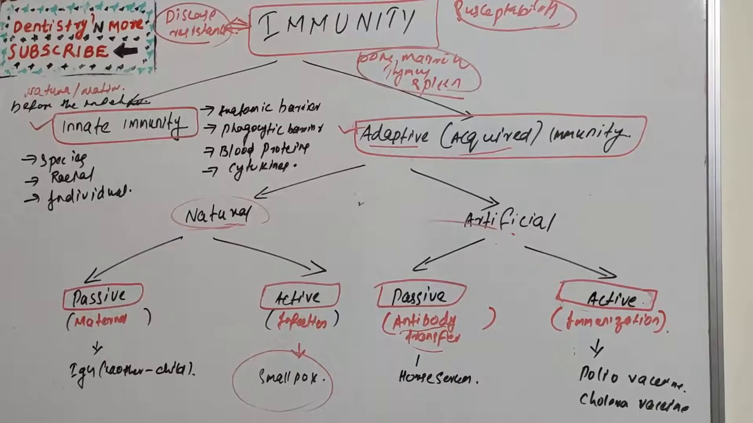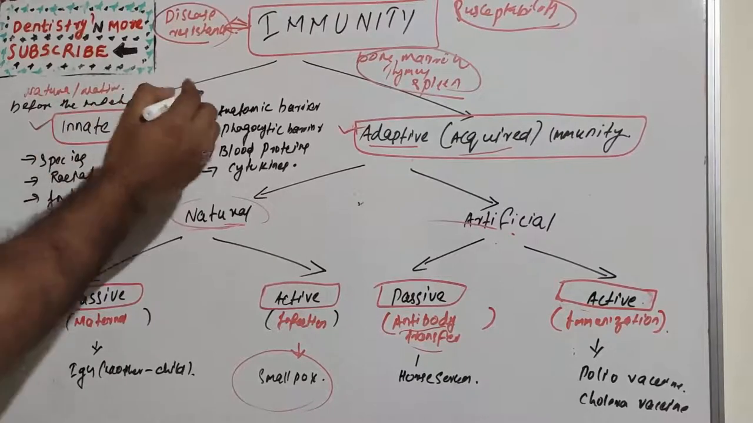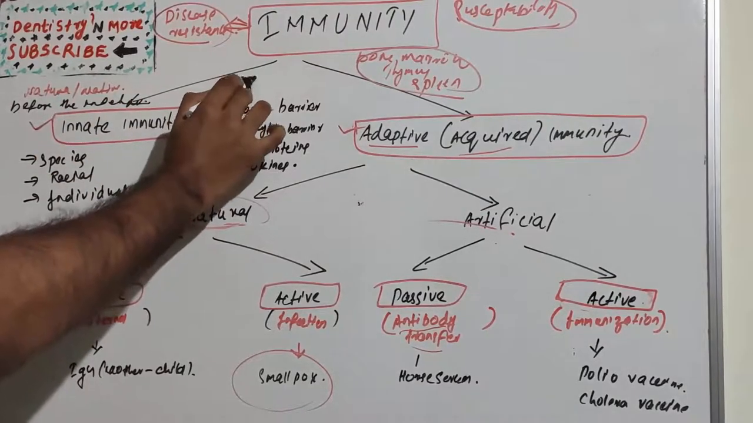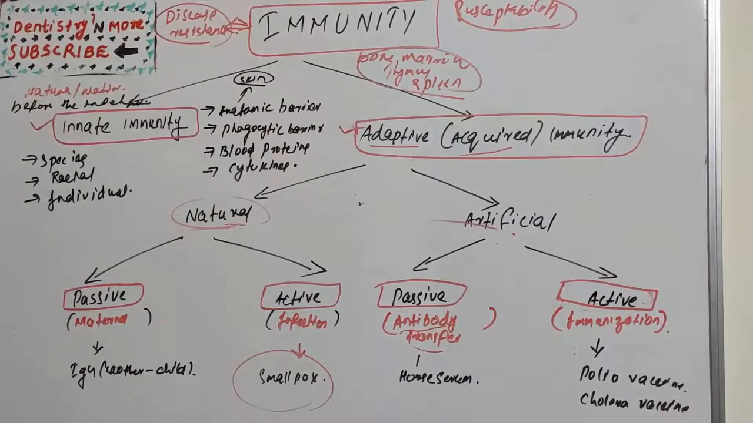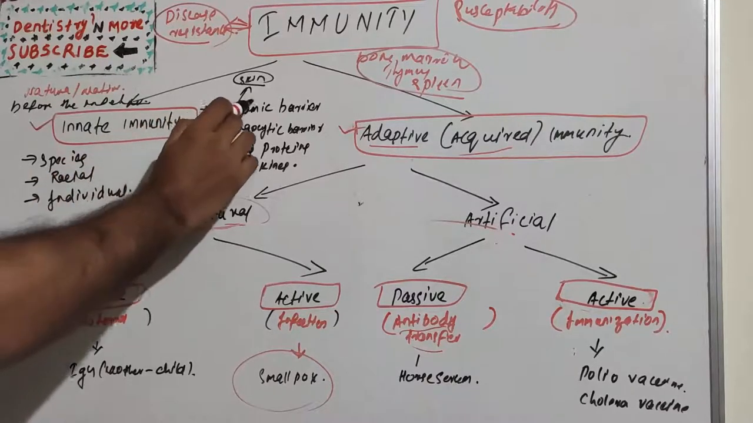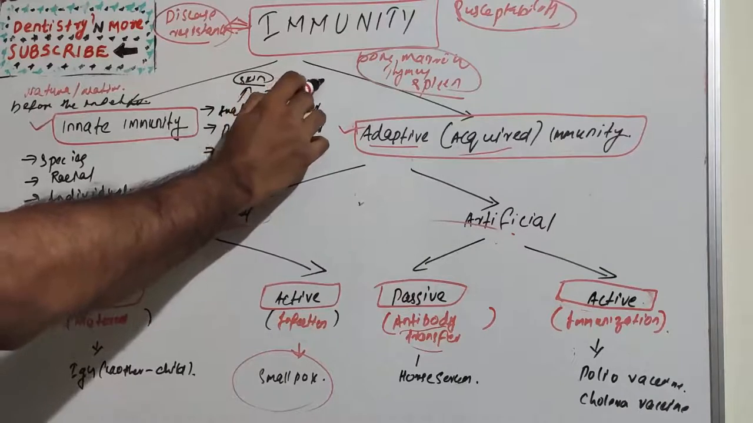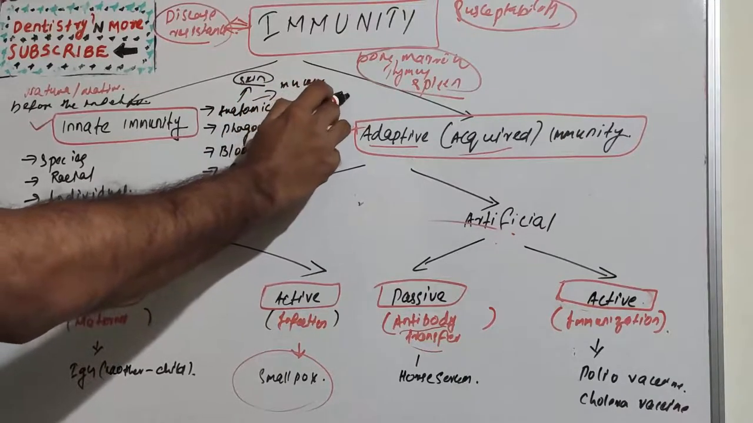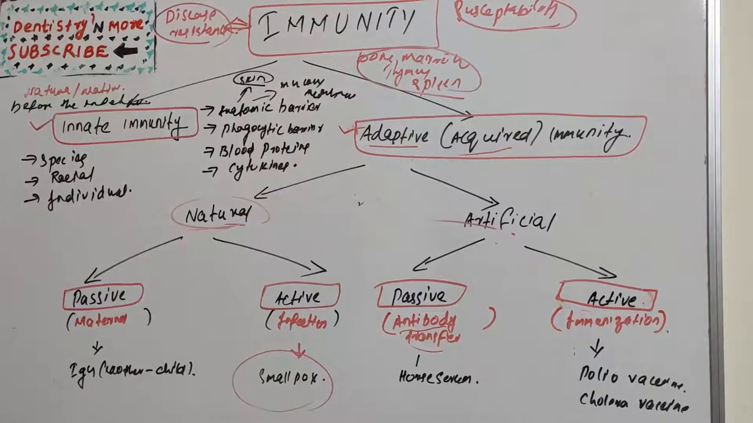So let's see one by one. What could be the anatomical barriers? The most common one is our skin, right? Skin is a big anatomic barrier, which gives a mechanical barrier and retards the entry of microbes. And mucous membrane is another one, which entraps the foreign microorganisms. And there is an acidic environment, with pH around 3 to 5, which also retards the growth of microbes.